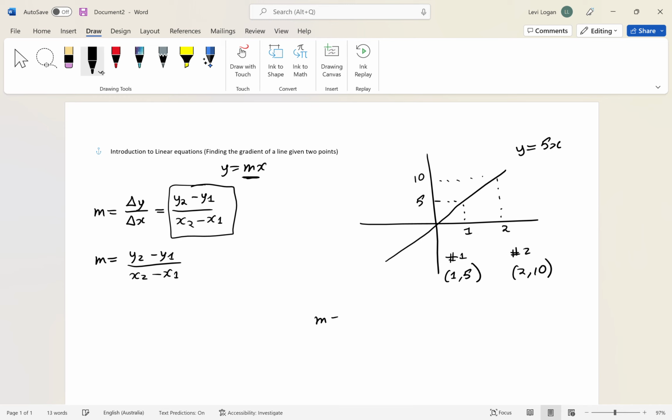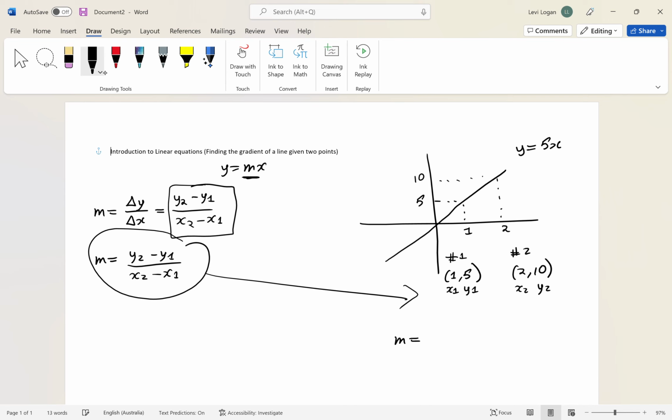Using our rule here, we'll use this exact same rule from over here. But we're going to do the same thing here. We're going to name our points x of 1, y of 1, x of 2, y of 2. So m equals y of 2, 10, minus y of 1, which is 5, divided by x of 2, which is 2, minus 1. That's going to simplify to 5. That's going to simplify to 1. 5 divided by 1 is 5.